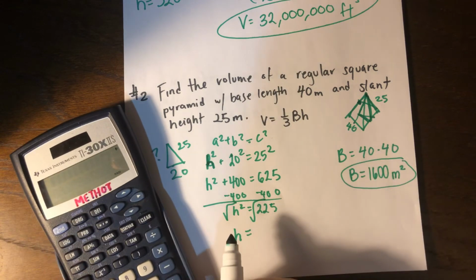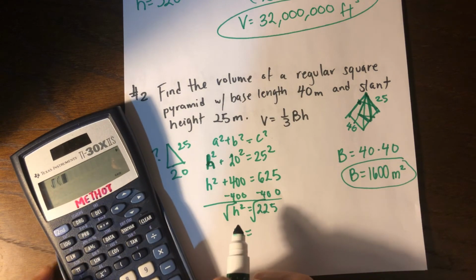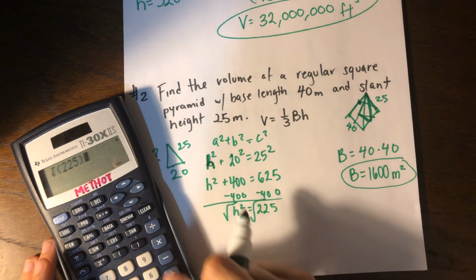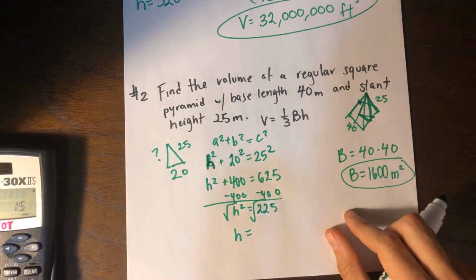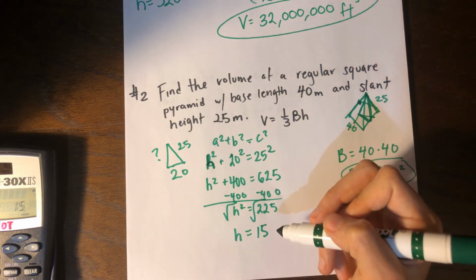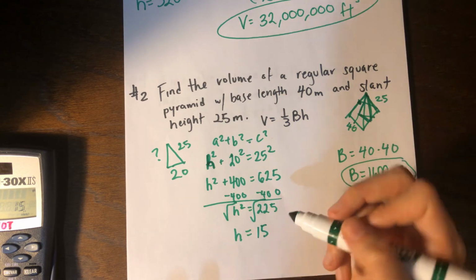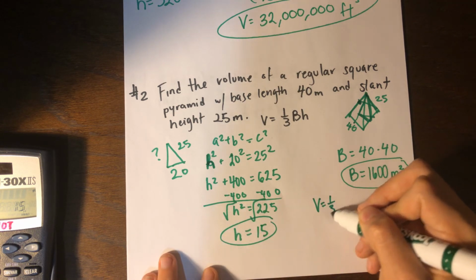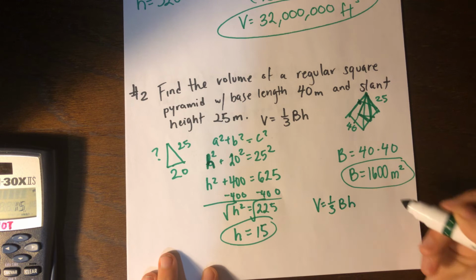If you have a calculator like this, you have to hit square root, then 225, close the parenthesis, and you get 15. On some other calculators, you hit 225 and then hit the square root sign. You might have to try both. So I have my h, I have my b. Now I'm plugging it in: a third, base, area, and height.